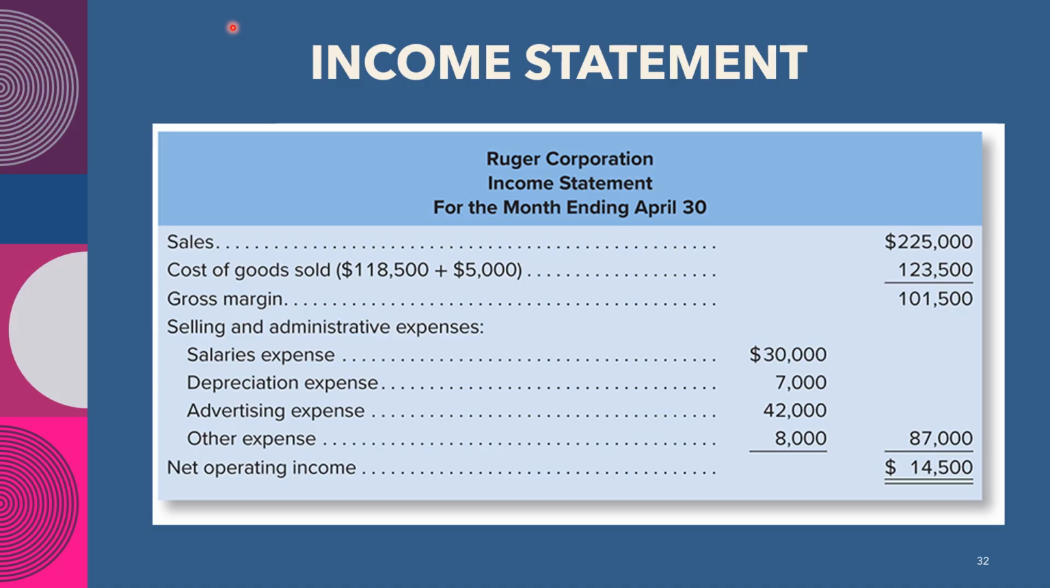As we've done the schedule of cost of goods manufactured and the cost of goods sold, we then can prepare the income statement. Income statement starts from sales. Sales minus cost of goods sold will get gross margin, and then deduct selling and administrative expenses such as salary, depreciation, advertising, and other expenses. You will get net operating income.